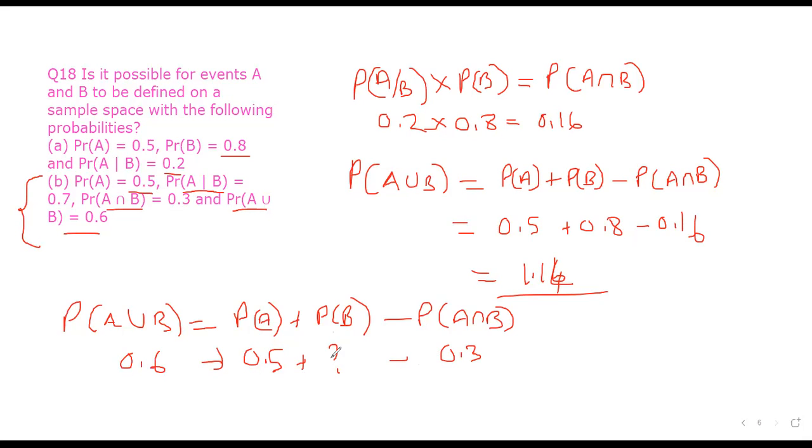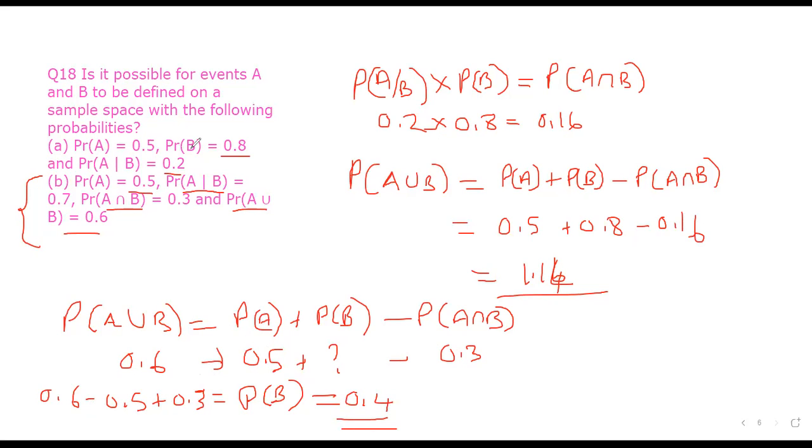So let's find the probability of B. How do we find the probability of B? 0.6 minus 0.5. And this one, when it goes inside, to add 0.3. So that gives us the probability of B. This one will subtract, this one will go and add. What are we getting? 0.4.